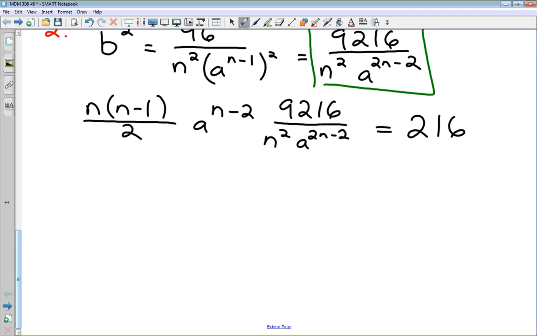Now that we've done this, we can see some things that might cancel with one another. We see some n's in the numerators, some n's down in the denominators. We've got some numbers in the numerator, numbers in the denominators, things like that. So let's just line up the things that might cancel out.